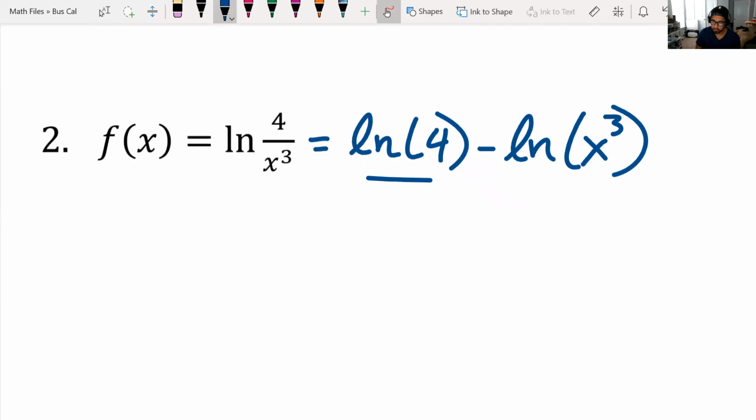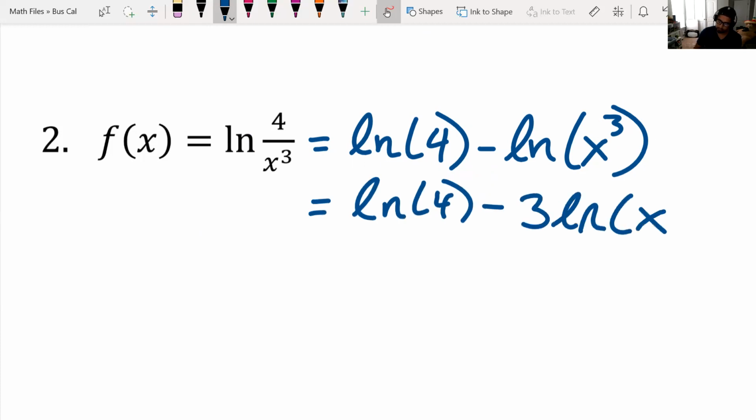We are just simplifying algebraically by log properties. Okay, the natural log of 4 is good, but the natural log of x cubed is not. We want the natural log of x, which means we have to get rid of that 3. And to do that, we once again use the power rule for logarithms. So this eventually becomes natural log 4 minus 3 natural log x. And we are ready to go. We can find the derivative now, right? We can find the derivative.